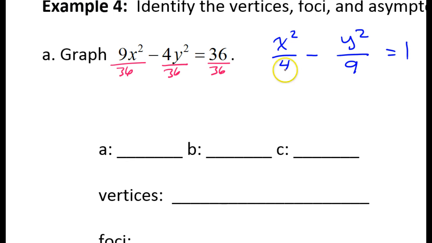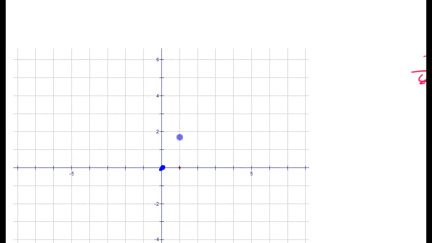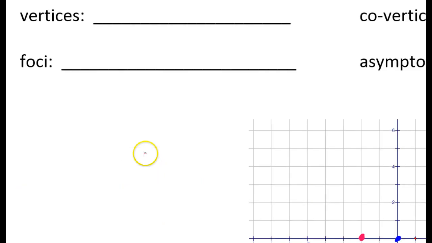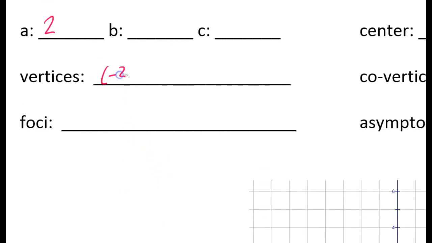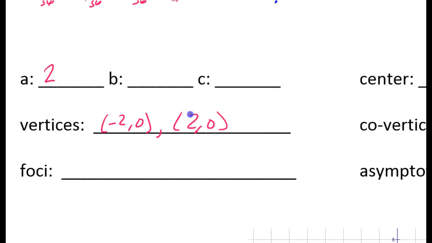The first denominator, the positive term denominator, is always going to be our a squared. So a squared is equal to 4, which tells us that a is equal to 2. Now, since the 4 is the denominator of the x term, I'm going to do my plus or minus 2 in the x direction. So I will go 2 to the right and 2 to the left. These are my vertices. So negative 2, comma 0, and 2, comma 0. Those are the vertices.